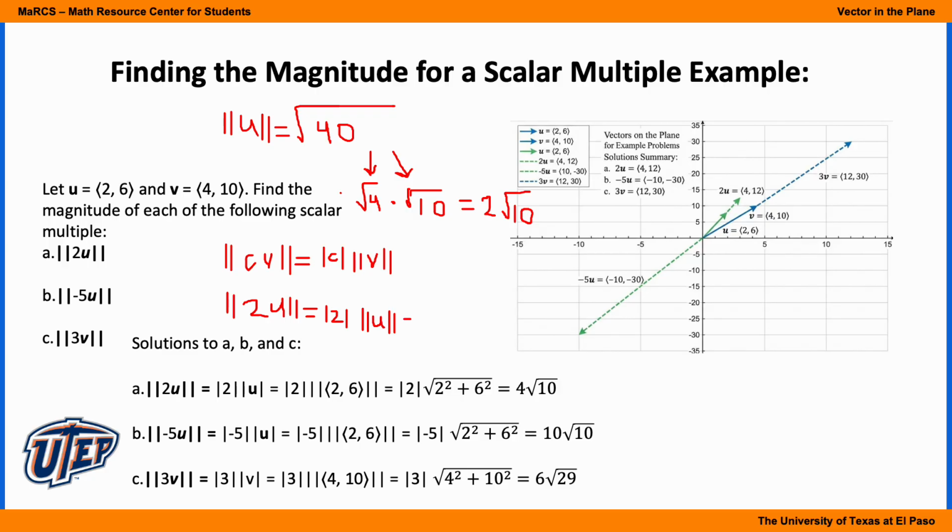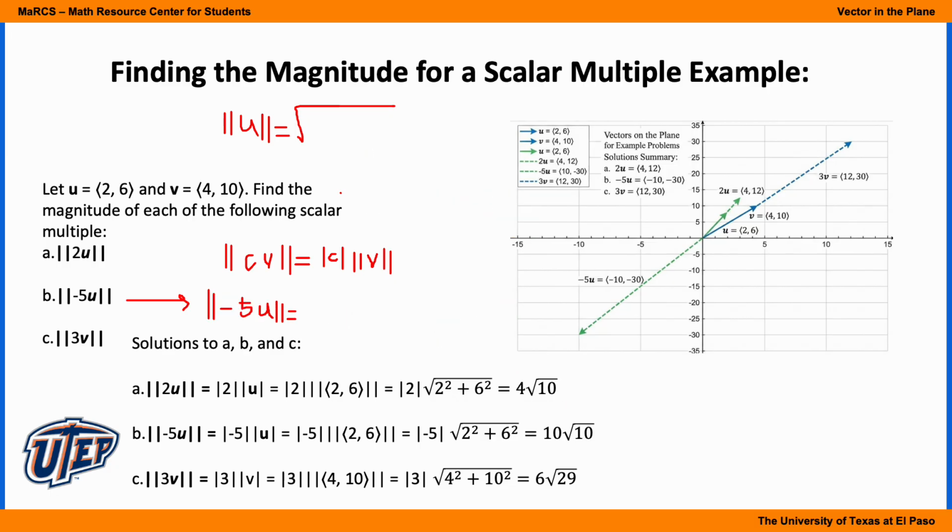So now we can plug that in to right here. So we had the absolute value of 2, which is just 2, times the magnitude of the vector u, and we just found that right here, so we can plug that in. And that is how we get this final answer right here. 2 times 2 is 4, and then we leave the square root of 10. So that is the answer for part A, to find the magnitude of 2 times the vector u.